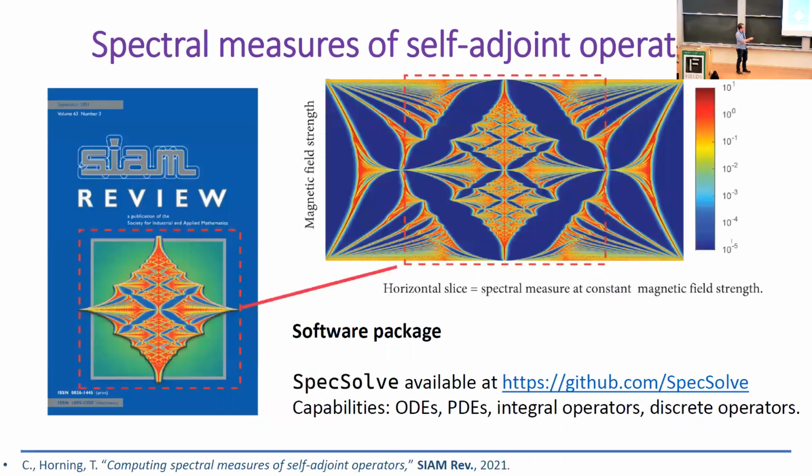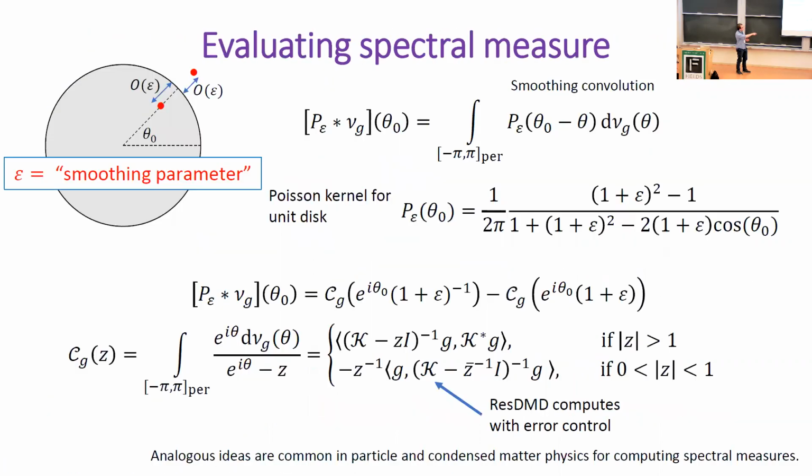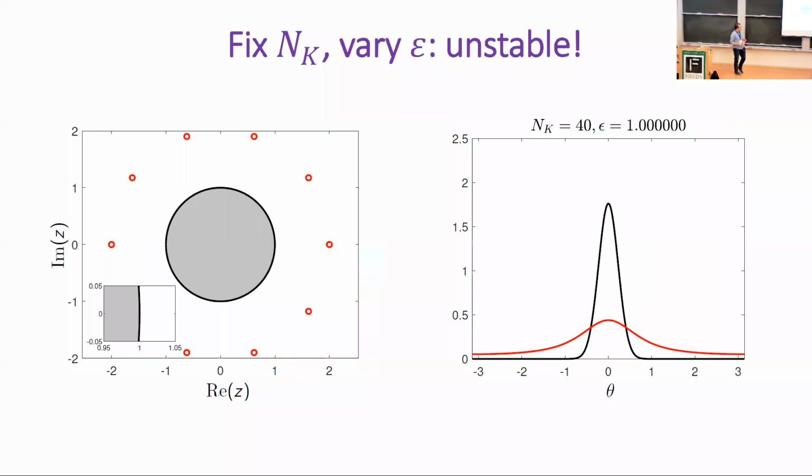Okay, so remember we've got this smoothing with the Poisson kernel, right? And we've got this evaluation of the resolvent. We've been careful to only evaluate the resolvent outside the unit disk here. Okay, so this picture here on the left will be important in what follows. So the first thing you might try is fixing the truncation size, or the number of dictionary functions that you're considering, and varying the smoothing parameter. So I'm going to have the poles of the resolvent here. As I decrease epsilon, the smoothing parameter, these will approach the circle, right? There's a zoomed in section here, so you can see the approach.